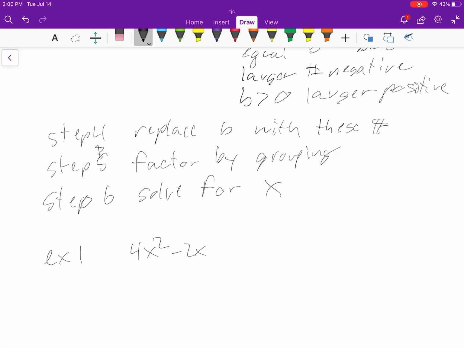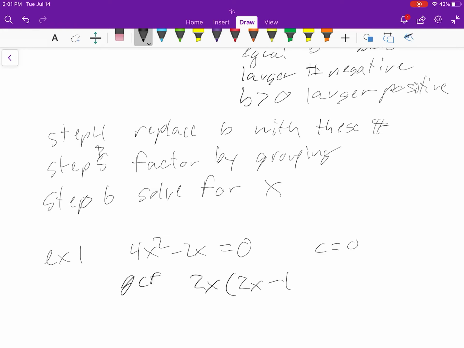So we have 4x squared minus 2x equals 0. Now this is a quadratic where c equals 0. It doesn't have a constant term. And this is a good example where the first step is we always factor out a GCF. So we're going to factor out 2 and an x. Each term here is a multiple of 2 and has an x. So we factor out 2x.